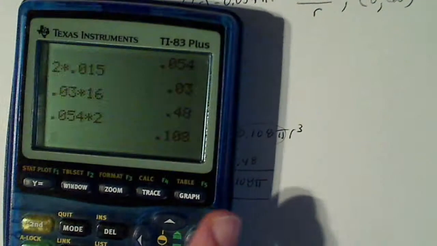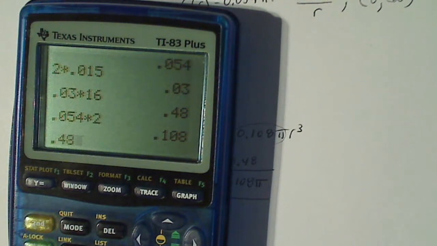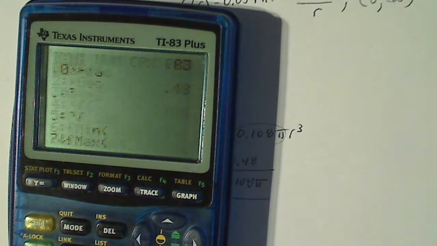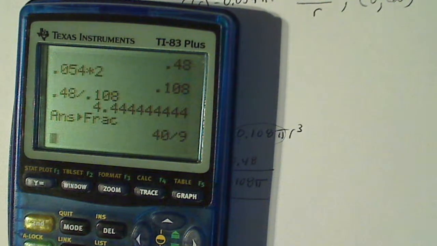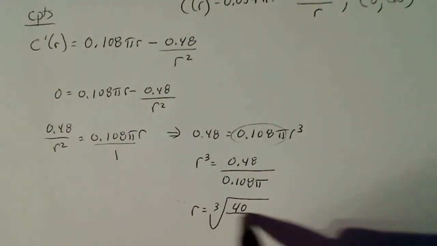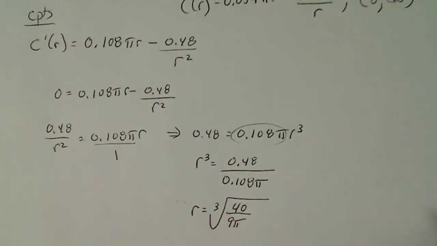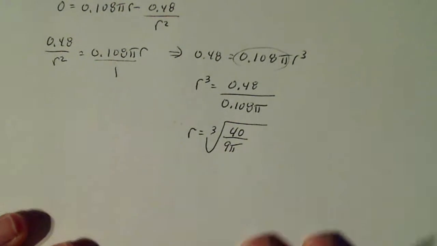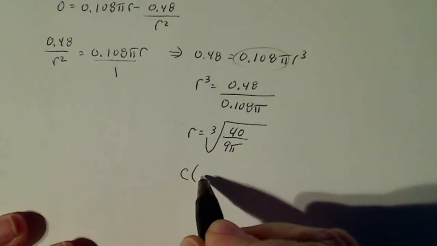Now I'm going to use my calculator. I'm going to do 0.48 divided by 0.108. And I want to come up with a fraction for that. And that's 40 over 9. So that means that this is going to be 40 over 9 pi, all under the cube root. So there's my one critical point. So I need to evaluate C at that critical point.